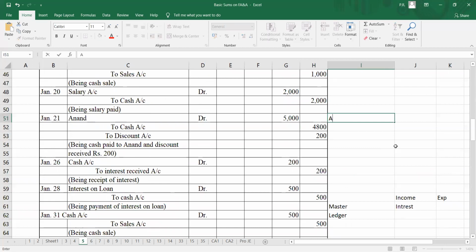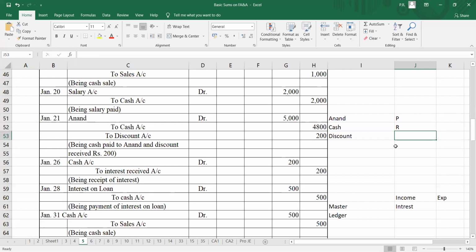So accounts that are impacted are Anand account, cash, since we are paying, and we are receiving a discount of some rupees. So discount. Now Anand is a personal account, cash is the real account, and discount is the nominal account. Here Anand is the receiver of cash, so I'll say debit Anand. Cash is going out, so we'll say debit what comes in, credit what goes out. So I'll say credit cash account. Discount received is an income, a gain to us. So debit all expenses, credit all incomes and gains. So I'll say credit discount received.